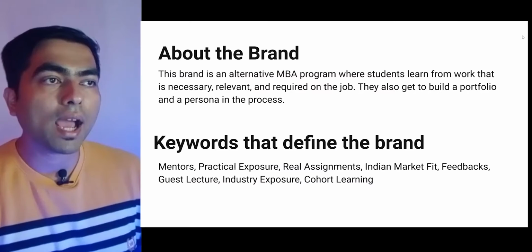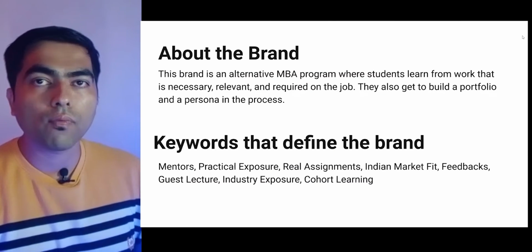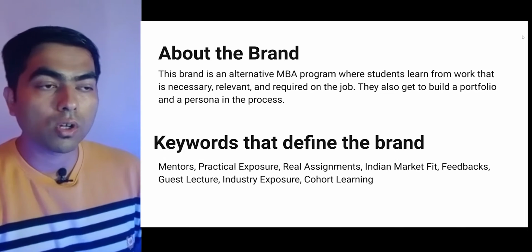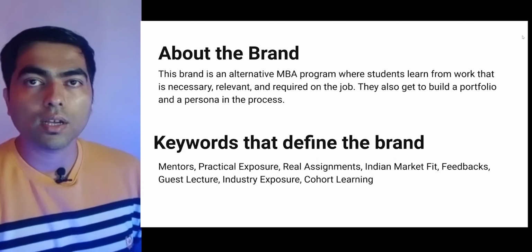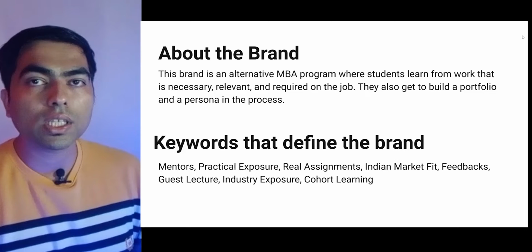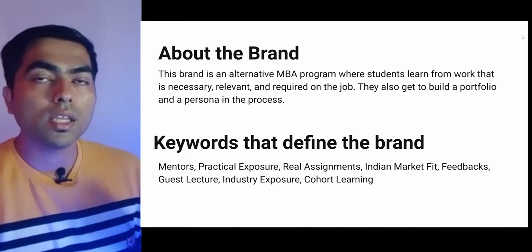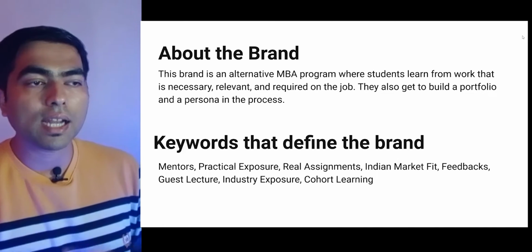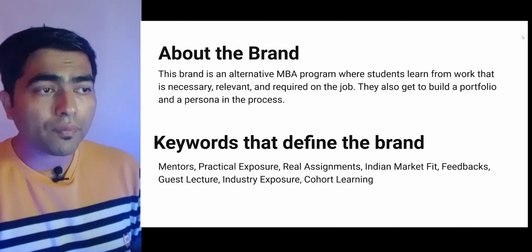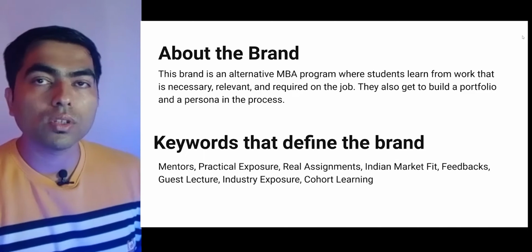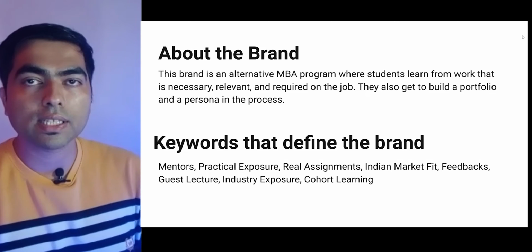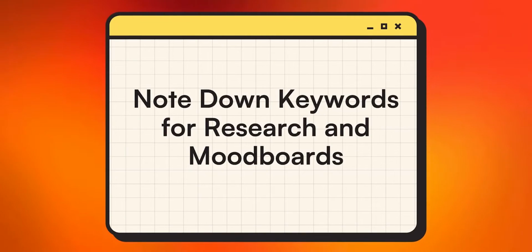So I started off by just getting a feel of what this project, or what this school or cohort based course, could look like. If you are doing this for a real project, you can talk to the stakeholders, and while you are talking to them, you can write down the keywords that come into your mind when you hear the descriptions. So these are the things that I have taken, like mentors, practical exposure, real assignments, feedbacks, guest lectures, and stuff like that. These words help give you some cue for your visual design as well, and also for the mood boards and research in general.